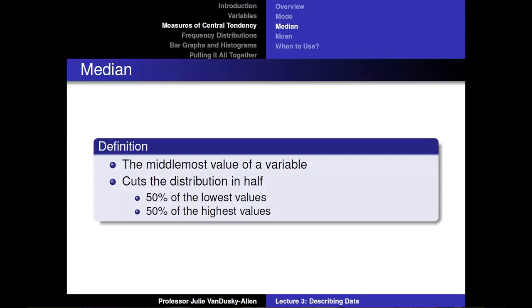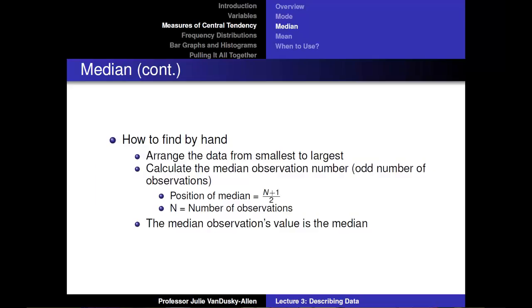The second measure of central tendency is the median. The median is the middlemost value of a variable. It cuts the variable in half with the lowest 50% of values on one side and the highest 50% of values on the upper side. To find the median by hand, you arrange your variable from the smallest to largest value. Then you find the median observation number. The position of the median when you have an odd number of observations is equal to the number of observations plus 1, and that value divided by 2.